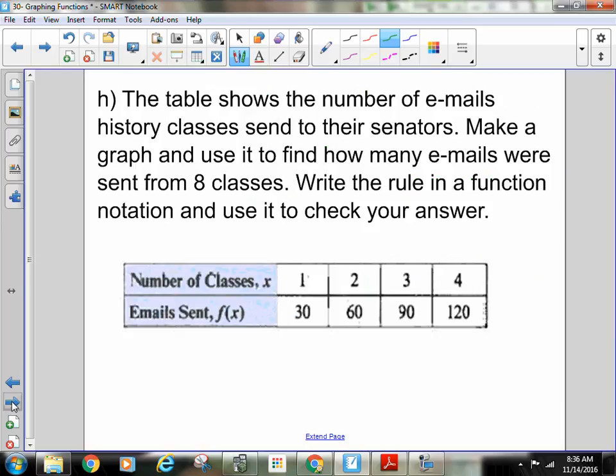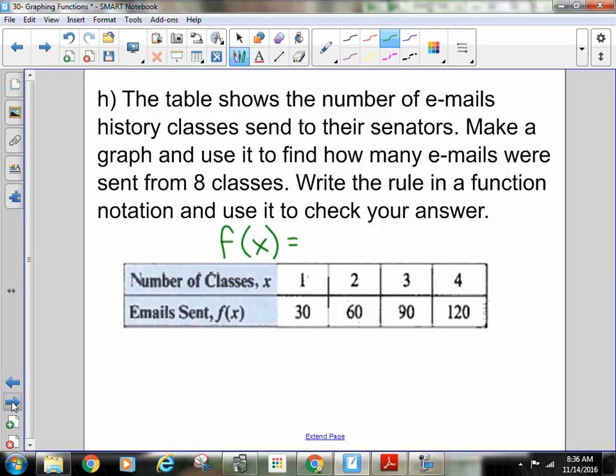All right, the last one, H, the table shows the number of emails history classes sent to their senators. Make a graph and use it to find how many emails were sent from 8 classes. Write the rule in function notation and use your calculator to check your answer. Okay, remember, function notation is f of x.